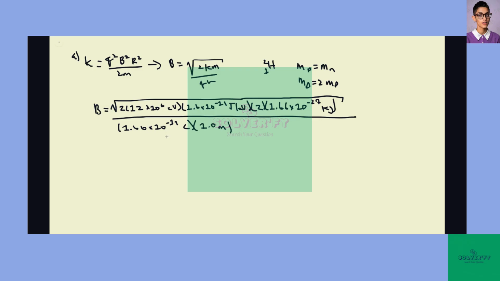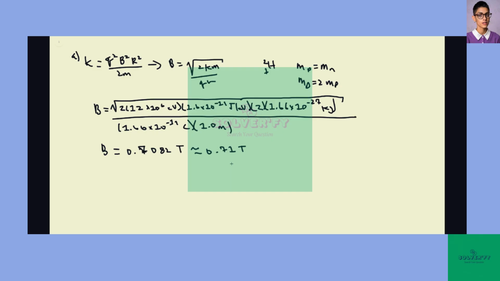Now, working through all of this, the magnetic field required is equal to 0.7082 Tesla, or basically 0.71 Tesla.